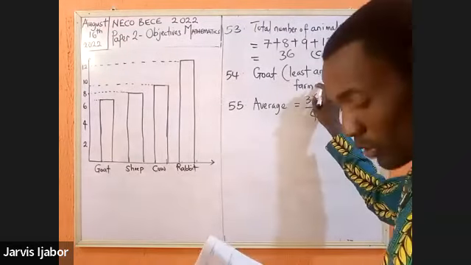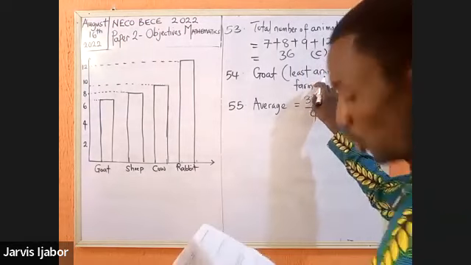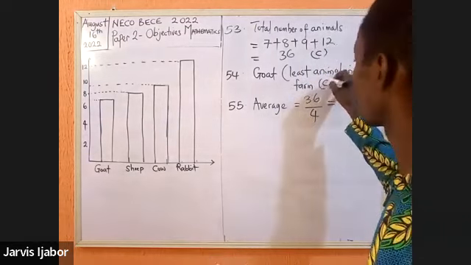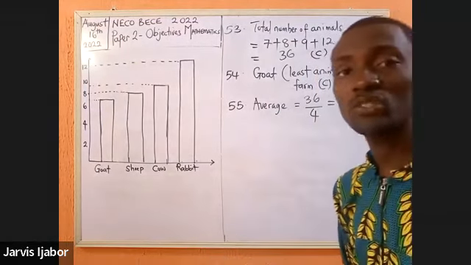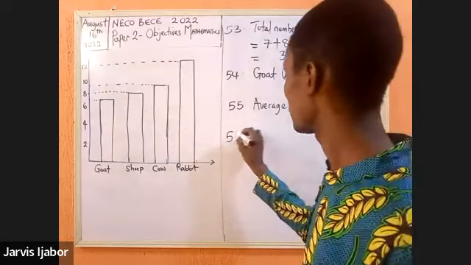Now, this one, option 54 will be goats, and that option will be C. So that takes care of the question. We can now go to question 56.